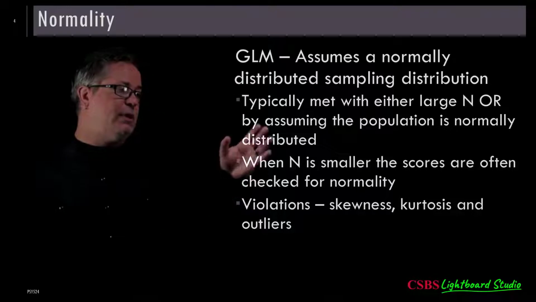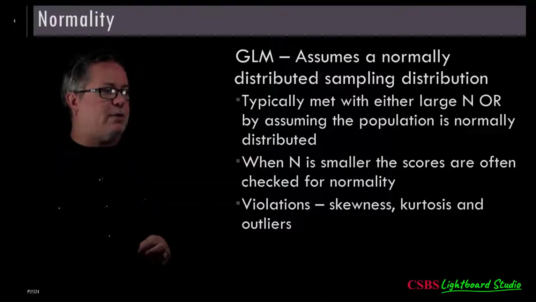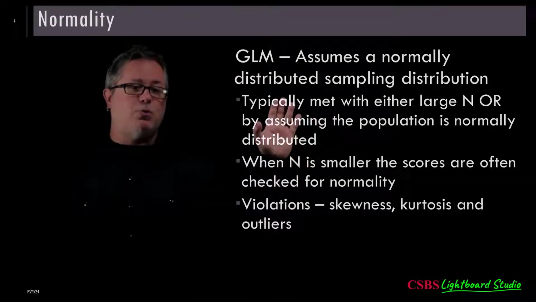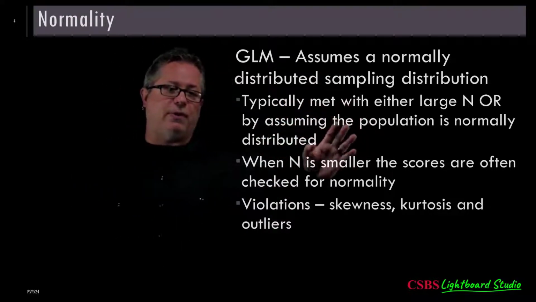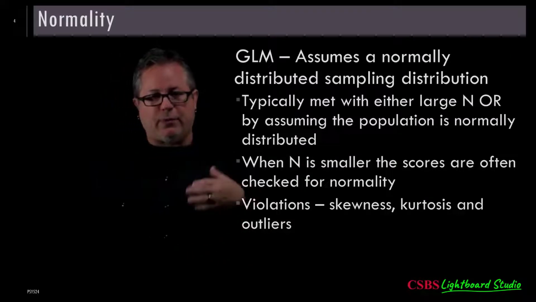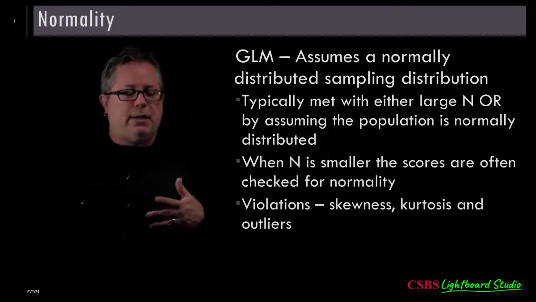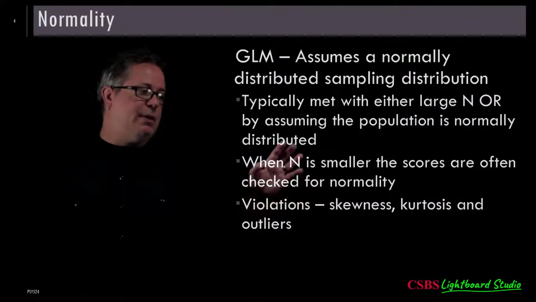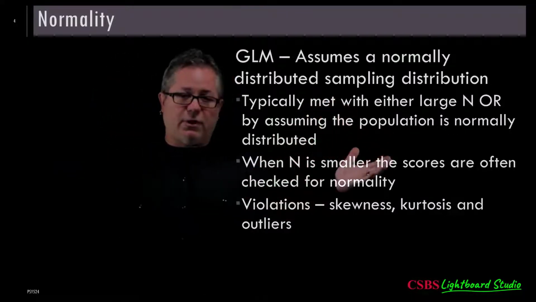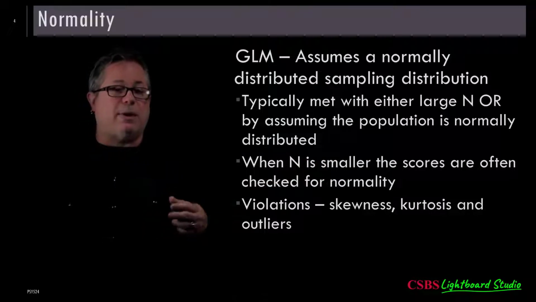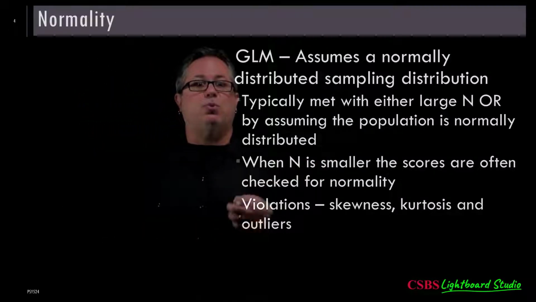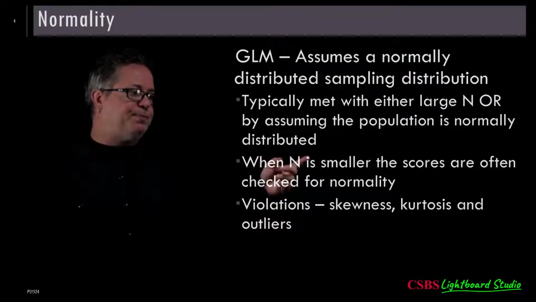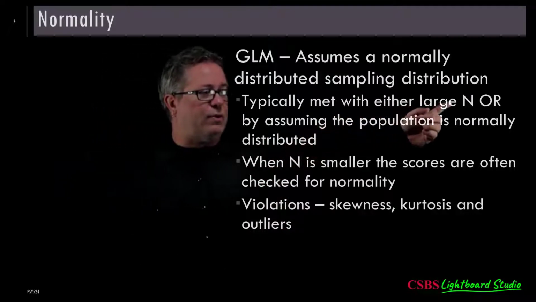So what does that mean? Well, this is typically met with either a large N or by assuming the population is normally distributed. So if I can assume one of those two things, so if I know the data that I'm collecting is coming from a population that's normal, then I don't have to worry about it, period. I don't have to worry about any of this stuff, okay? If I don't know that, which often we don't, we oftentimes don't know a lot about the population distribution, which is why we're doing a study in the first place, then you just need to make sure you have a large enough N.